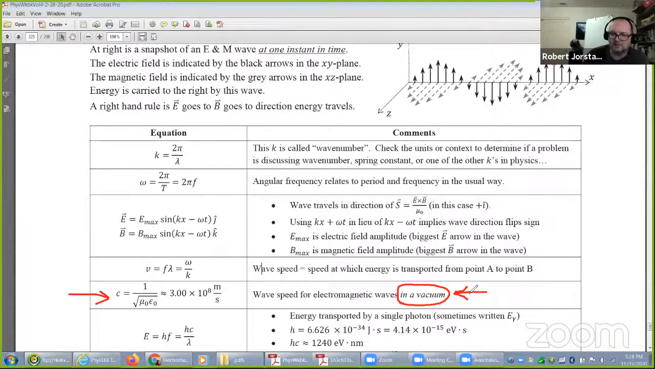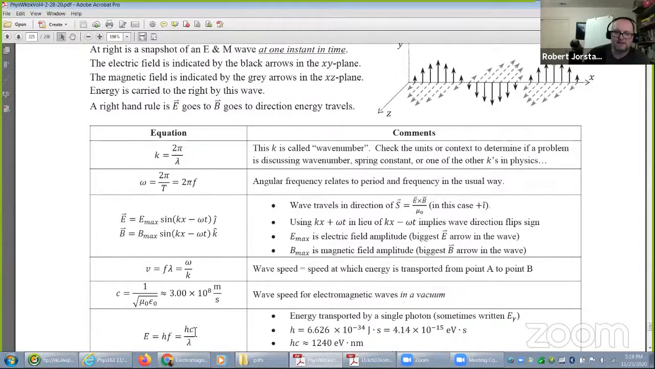We're not going to deal with polarization, etc. So it's going to be really simple. We're going to talk about light waves traveling in a vacuum. All right. So let's keep going.